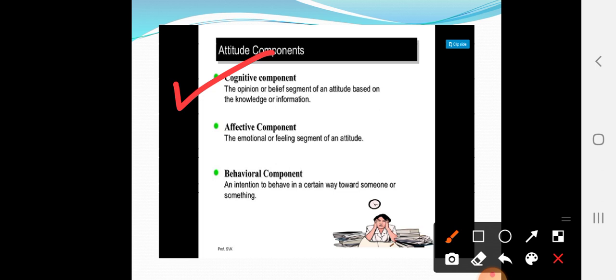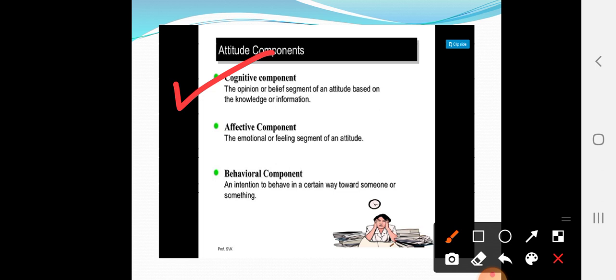For example, the component of computer anxiety would be based on how much a person knows about computers. See, suppose you might be having a computer application subject as well, right? So many of you are well versed with using computers, because nowadays technology has improved a lot, and you are very used to using technologies. But some of the people are not well versed with handling technologies.